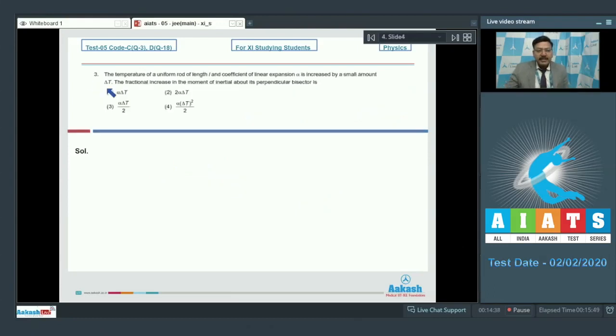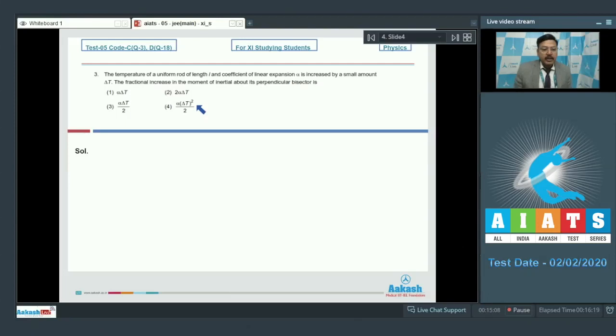Question 3 says the temperature of a uniform rod of length L and coefficient of linear expansion alpha is increased by a small amount delta T. The fractional increase in the moment of inertia about its perpendicular bisector is. Okay, we can see that this particular question combines the concept of moment of inertia as well as thermal expansion.